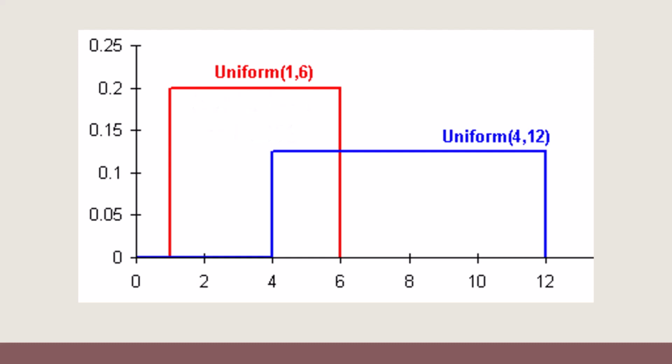This blue distribution has a minimum of 4 and a maximum of 12. It is still a uniform distribution, but it is a different uniform distribution. And notice that the probability density stays at 0.125 all along the range from 4 to 12. If you take 4 to 12, that's 8 units. Multiply it by 0.125. Again, you get 1, or 100%.